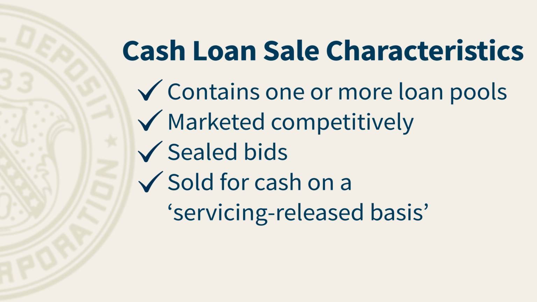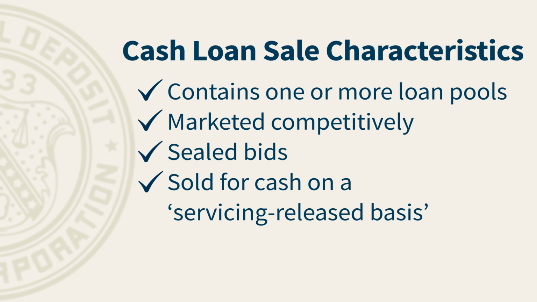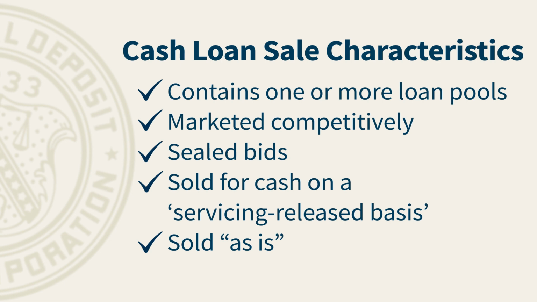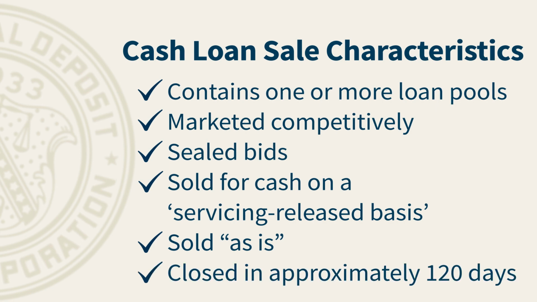This means the buyer assumes all responsibility for servicing the loans. Once sold, the FDIC has no further obligations to the underlying borrowers or the buyer except as expressly provided in the loan sale agreement. The loans are sold as is, with no representations and warranties. And finally, from start to finish, the sale takes approximately 120 days to complete.